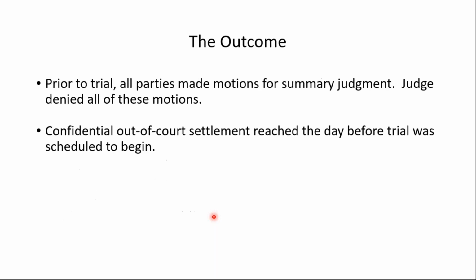Well, here what happened is prior to trial, actually all three defendants made motions for summary judgment. They felt they all should be dismissed, but the judge denied all those motions. And actually just the day before the trial was scheduled to start, a confidential out-of-court settlement was reached. Again, I was not privy to that, so I don't know what the results were.